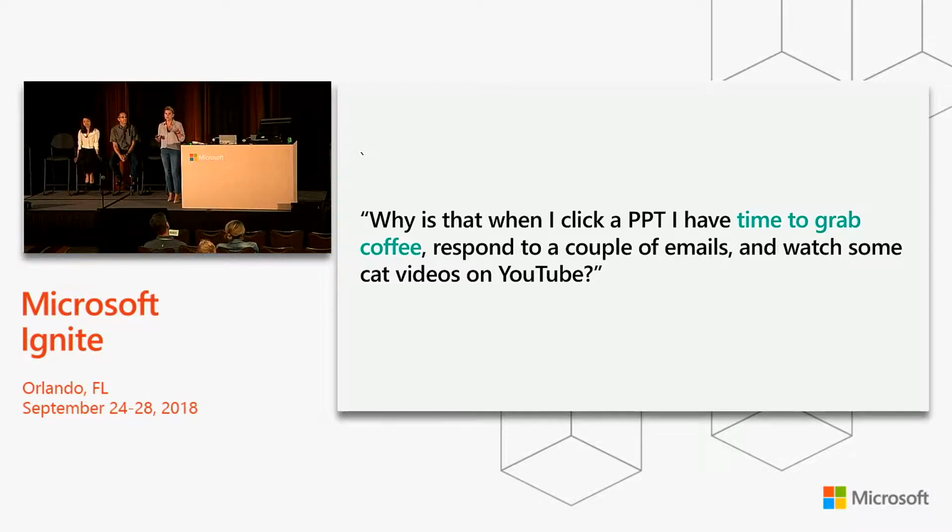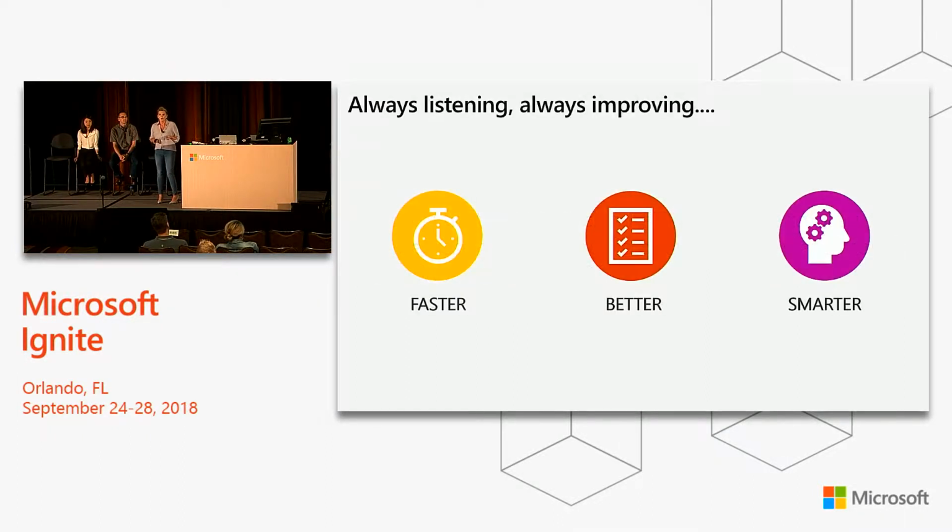So we have doubled down our investments. In the last year, we have tripled the amount of time and energy we're spending on supporting our users moving to work in the browser. We're centered on three things: making the web apps faster, making them better, and taking the intelligence of the Microsoft Graph and bringing it to the web and making the applications themselves smarter to support you in your daily job.